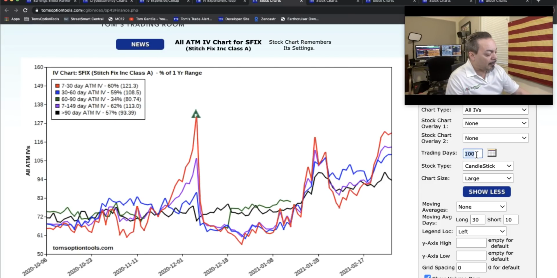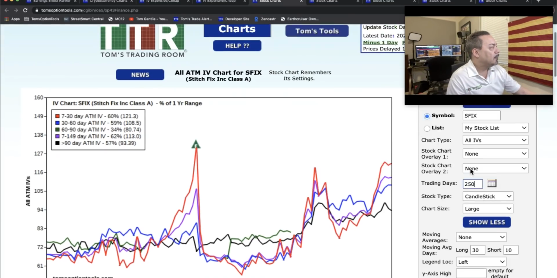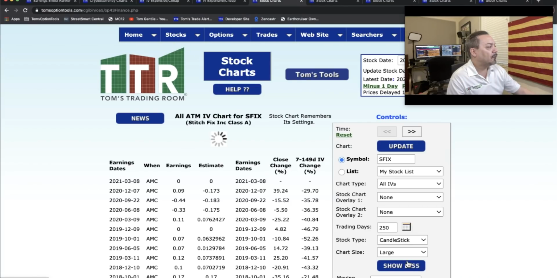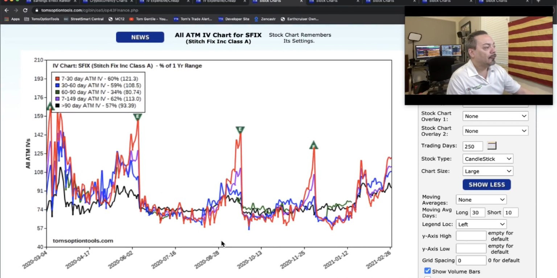So let's change this to 250 trading days. Going to update Stitch Fix. You can see here, this was its highs. It seems to always make highs in its short-term volatility right before earnings. Now, the other thing we notice is that the lows all seem to come between earnings. And we are not as high as we've ever been.